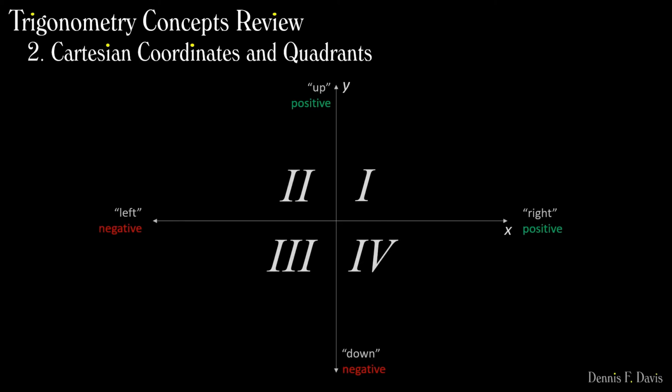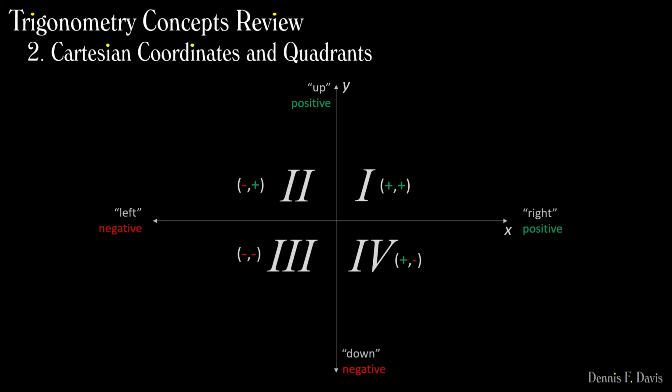All of the points in quadrant 1 have a positive x-coordinate and a positive y-coordinate. In quadrant 2, the x-coordinate is negative, but the y-coordinate is still positive. For points in quadrant 3, both x and y coordinates are negative. And in quadrant 4, the x-coordinate is positive and the y-coordinate is negative.